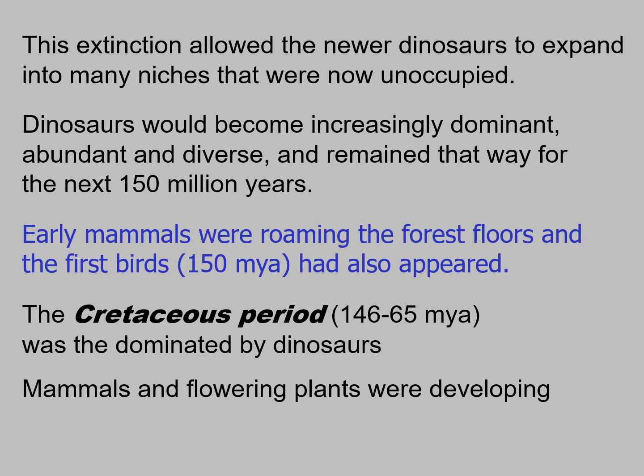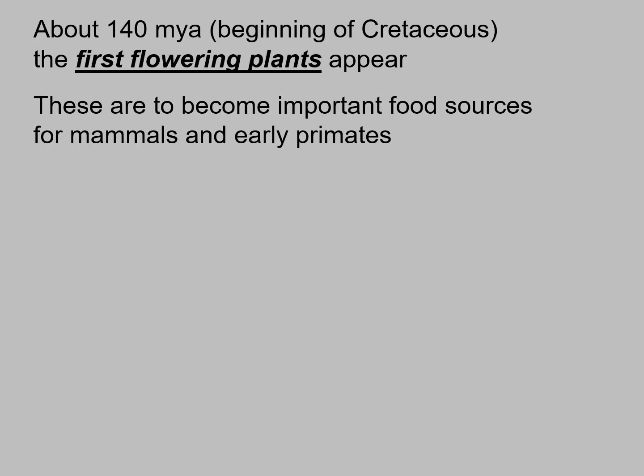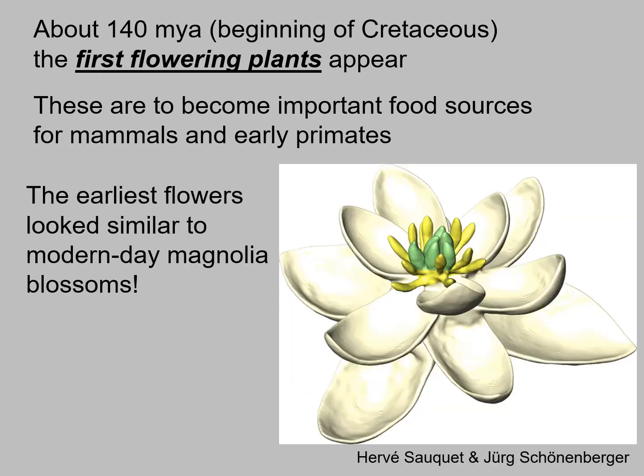So the Cretaceous period, from 146 to 65 million years ago, was dominated by dinosaurs, but mammals and flowering plants were present and developing. The first flowering plants appeared about 140 million years ago at the beginning of the Cretaceous, and flowering plants were to become important food sources for mammals and early primates because flowers produce fruit, and fruit is food. The earliest flowers look similar to modern-day magnolia blossoms.